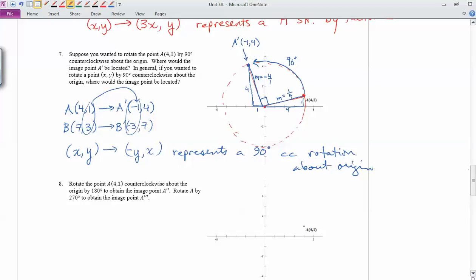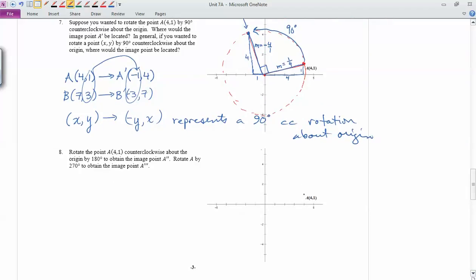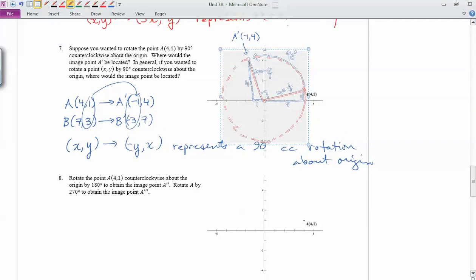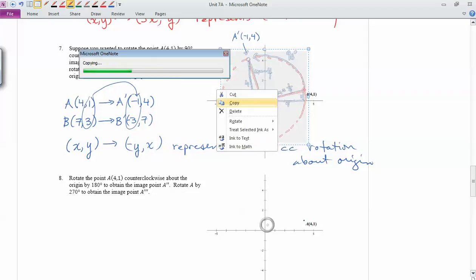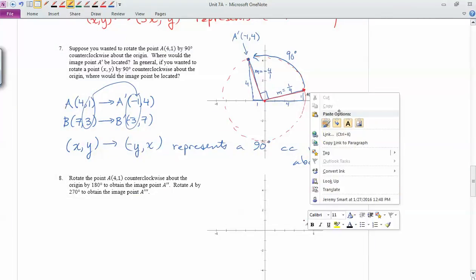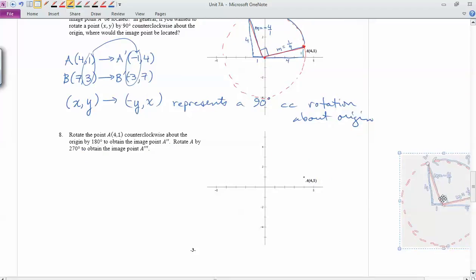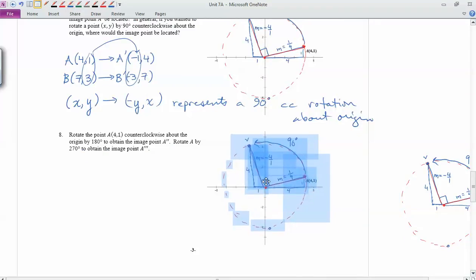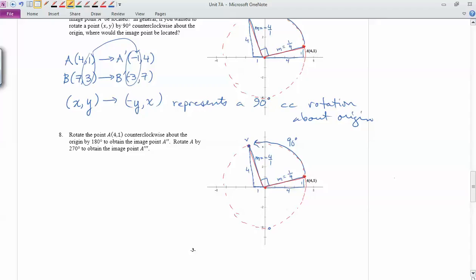Okay. So in number 8, we're going to do this again. Let me actually do this to save a little time. So I'm going to copy this and then paste it down here and move it right on top of this guy. So we already know that if I rotate it 90 degrees, I end up at A prime, which is negative 1, 4. If I wanted to rotate it another 90 degrees, that's like rotating by 180.